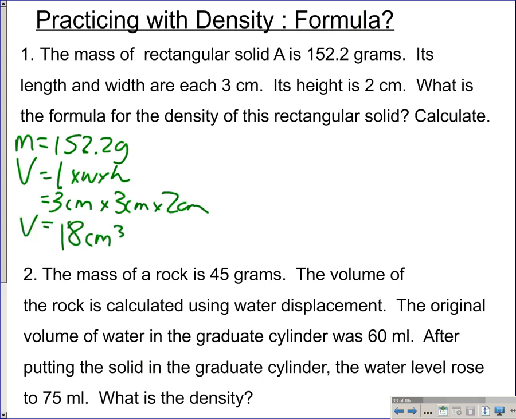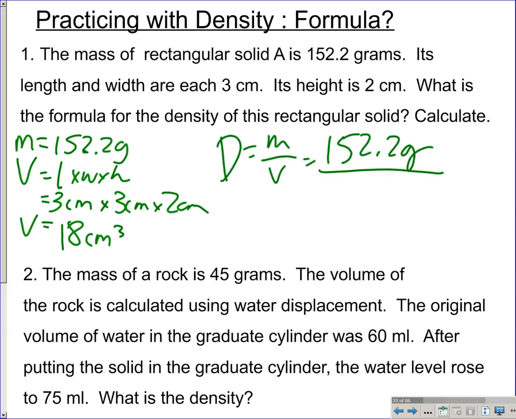All right. How do I do this problem? All right. So mass over volume. So density is equal to mass over volume, which is 152.2 grams divided by 18 centimeters cubed. Which is equal to something like 8.455 grams per centimeters cubed. All right, this is where it gets tricky. What was our weakest link?